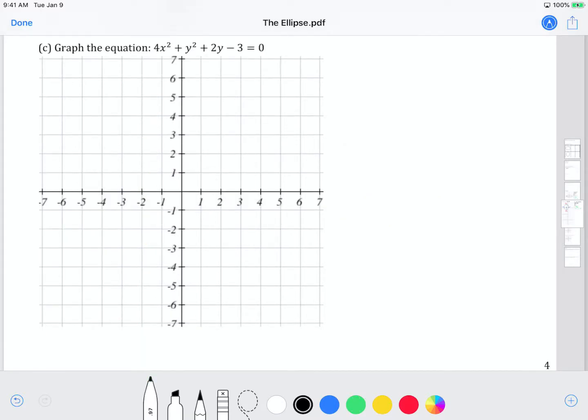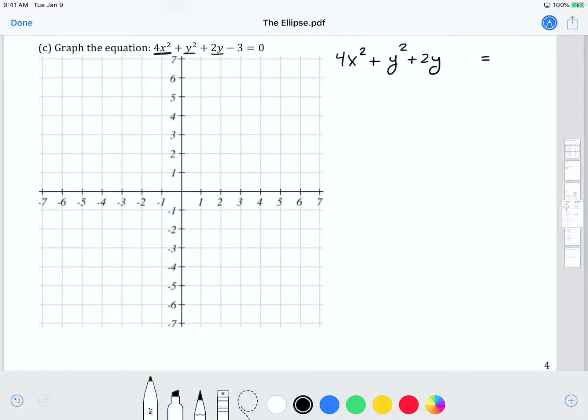In this last graphing example, notice that it's not in standard form. So we have to do a little bit of work first to put it in standard form so we can identify all the major features of the graph. In this equation, I only have an x squared. I don't have an x, so I don't have to complete the square for the x term. But notice I have a y squared and a y here, so I do have to complete the square for the y term in the standard form of the equation.